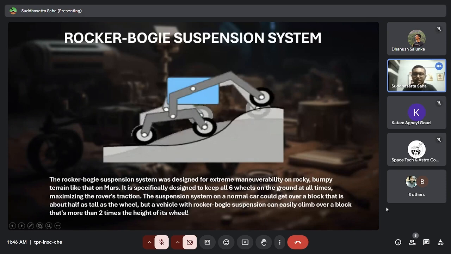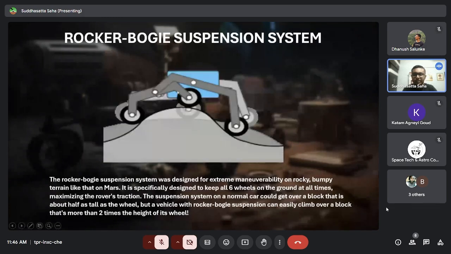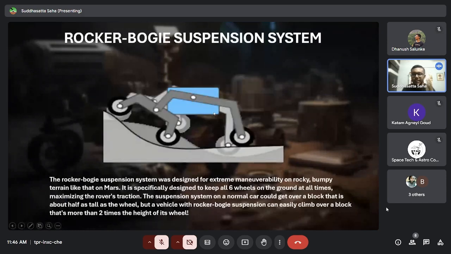You see here there are two different links. This is one link and this is another link, and they have some sort of revolute joints, so they can turn. And you can see there are a total of 6 wheels, 3 on this side and 3 on the other side of the rover. So this type of arrangement, as you can see, is quite easily climbing obstacles.